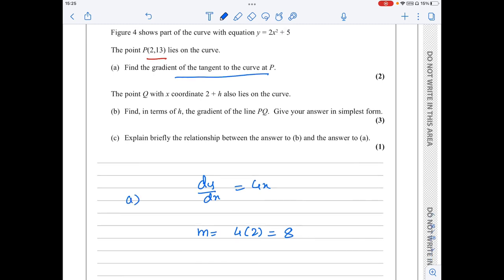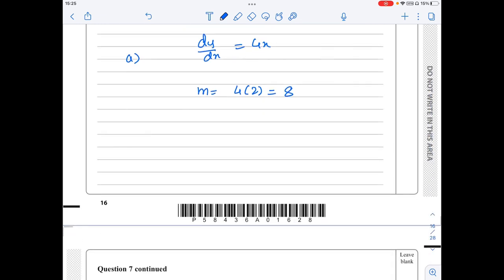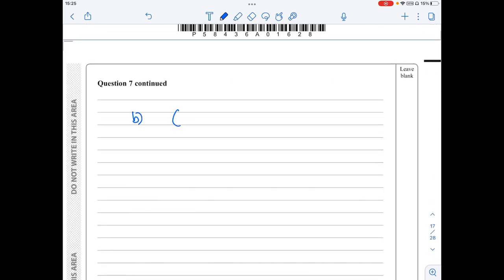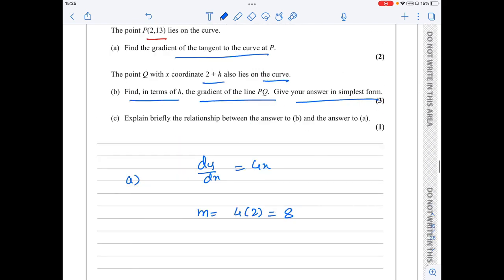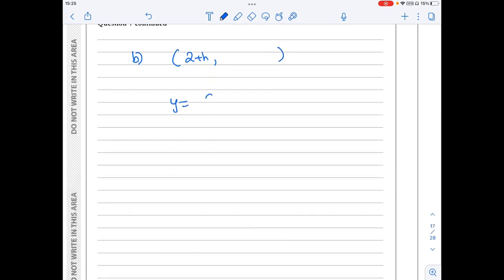That is part A. The point Q with x-coordinate 2 plus h lies on the curve. Find in terms of h the gradient of PQ. Give your answer in the simplest form. So the x value is 2 plus h. The y value we don't know. So what was the equation? The equation is y equals 2 times x squared plus 5. So y equals 2 times (2 plus h) whole squared plus 5. That is nothing but what?